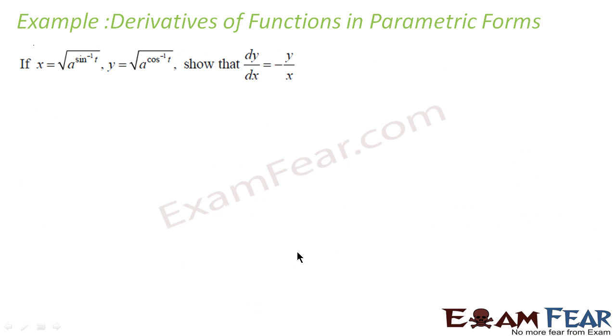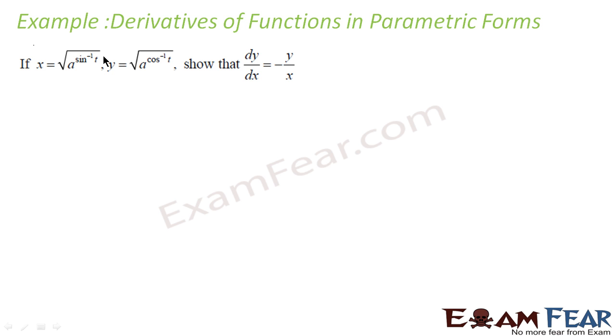Let's take one more example. We have again x is equal to a to the power sine inverse t, and y is equal to root of a to the power cos inverse t. We have to prove that dy by dx is equal to minus y by x. Here also, if you see, x is in terms of t and y is in terms of t, so the relation between x and y is t. Same thing we'll do here. We'll find dy by dt and we'll find dx by dt. We'll divide them and we'll show that this is equal to minus y by x.